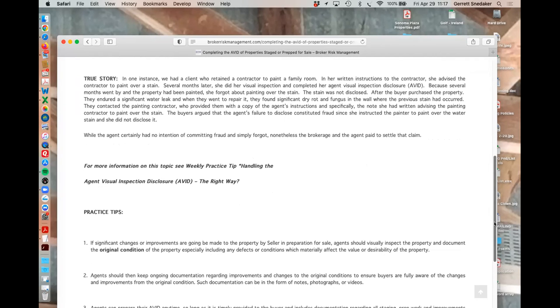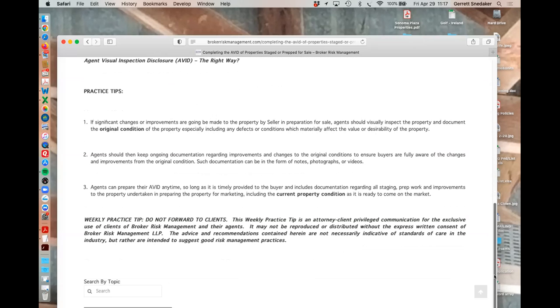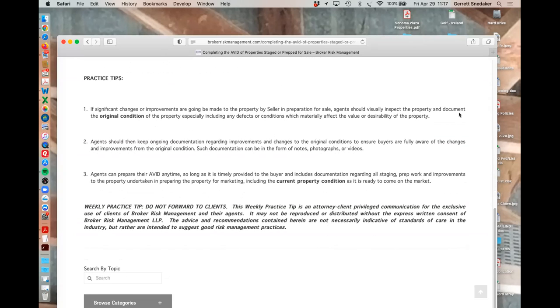The listing broker and agent got stuck with repairing the leak that wasn't disclosed. So the practice tips are: inspect the property in its original condition, making notes of any defects or conditions that you normally would note in an AVID. Then monitor and document the improvements and the contractor work that's being done to get the house ready. It should be in the form of notes, photographs, or videos.